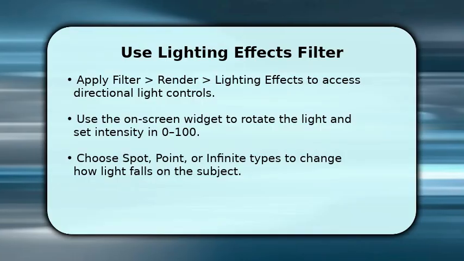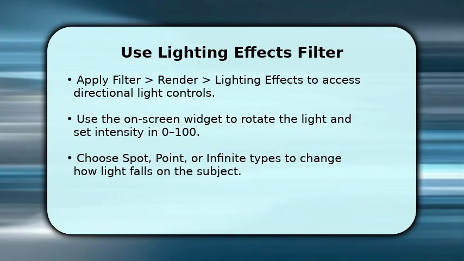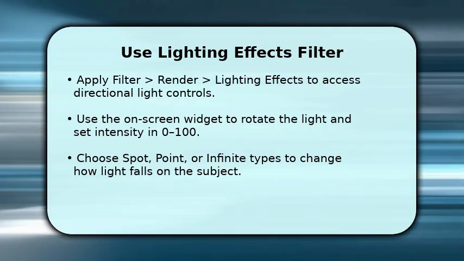With the smart object selected, open Filter, choose Render, then Lighting Effects. The dialog provides a widget to reposition the light and rotate its direction interactively. Select a light type: Spot for focused beams, Point for omnidirectional glow, or Infinite for parallel sunlight.